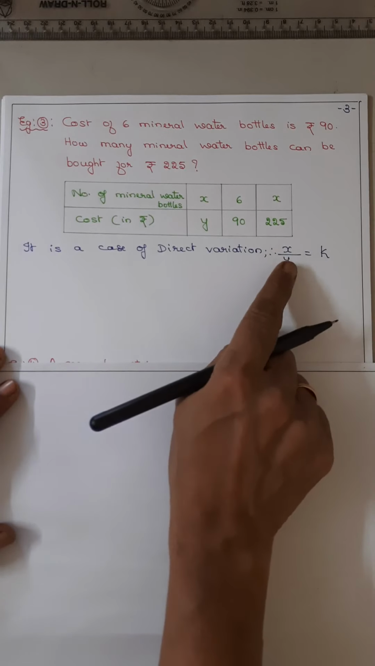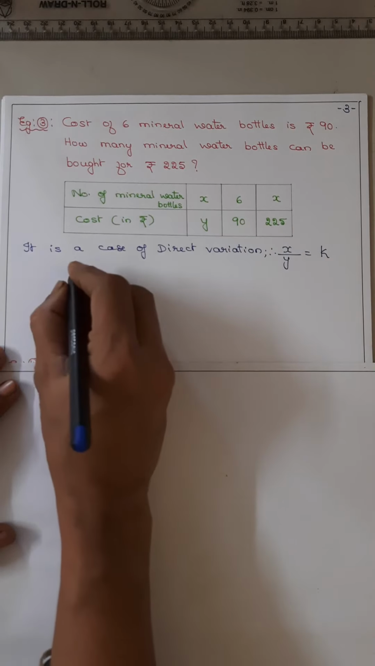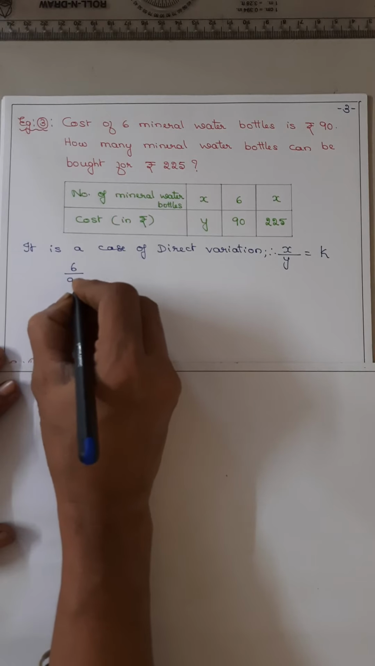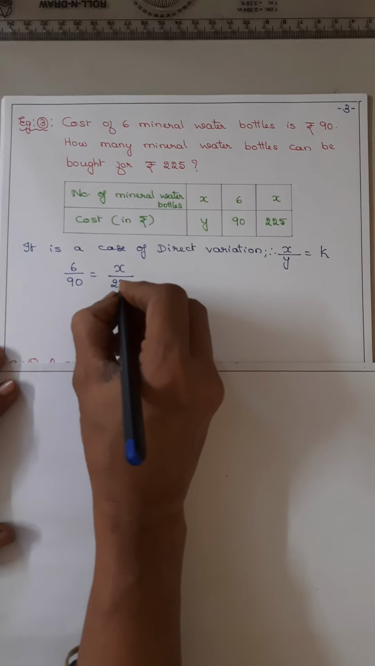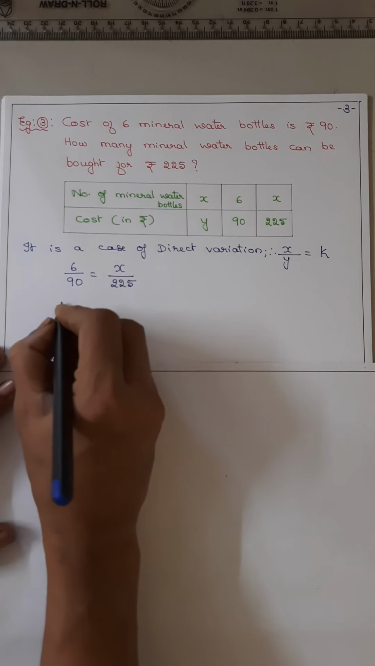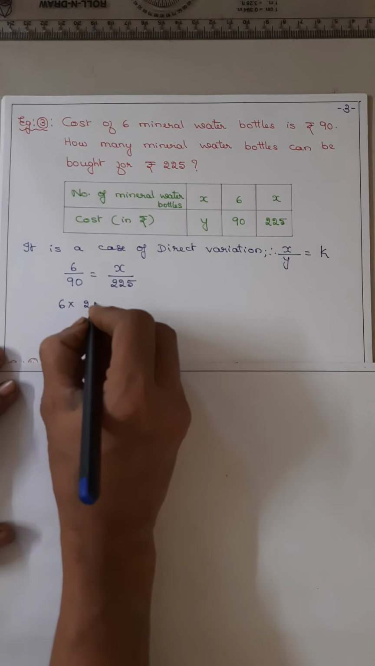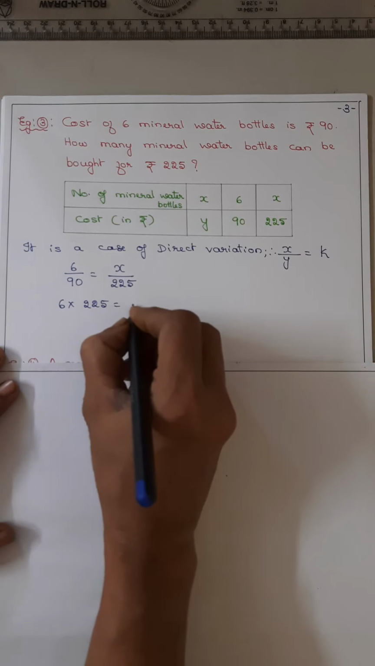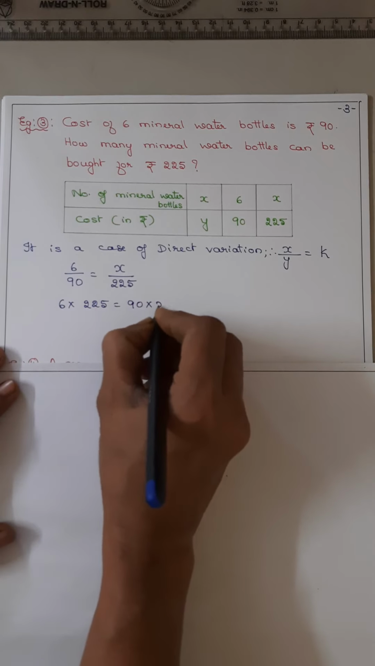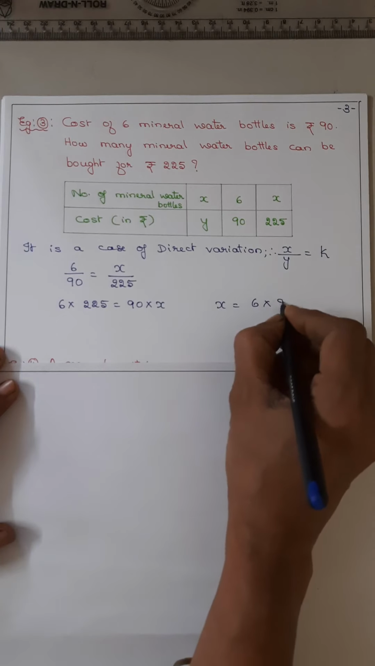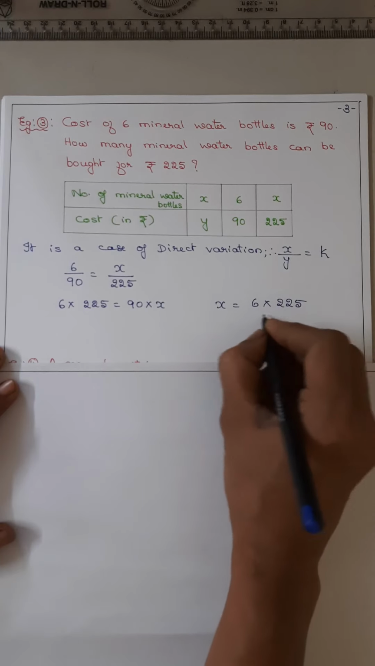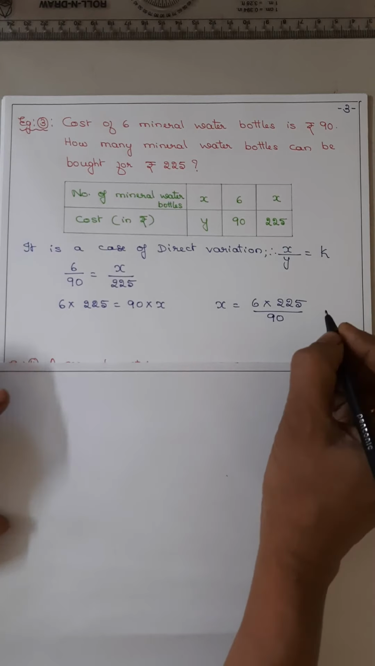Now write x by y. In the first column it is 6 by 90 and here it is x by 225. Now 6 into 225 is equal to 90 into x. Therefore x is equal to 6 into 225 upon 90.